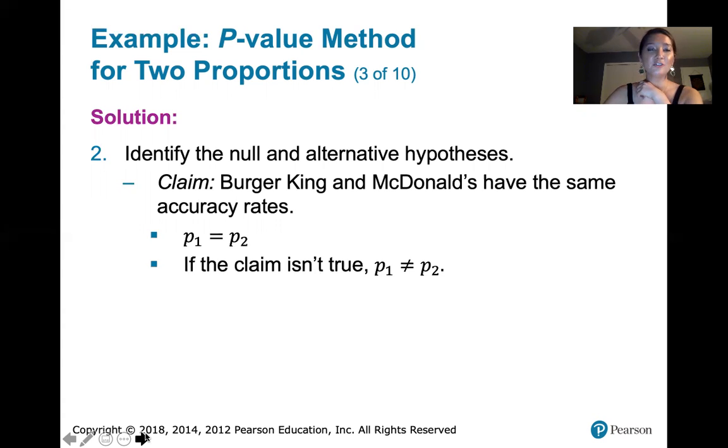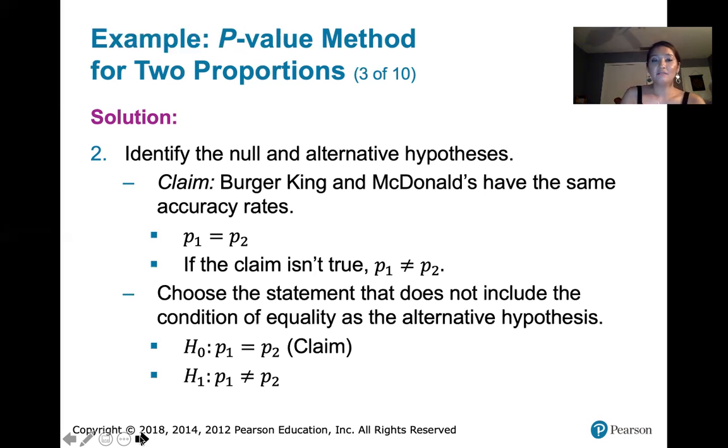Now, if that's not true, P1 and P2 are not equal to each other. Now, if I'm trying to identify the null and alternative hypotheses from here, I just look at these 2 statements and I look for the one that does not contain the condition of equality. That's the second one. That's our alternative hypothesis.